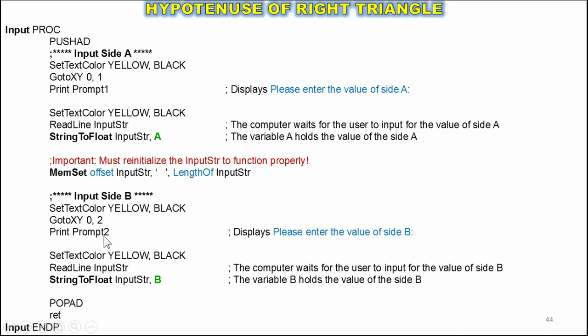This command will display the prompt please enter the value of side B. This command readline input str will allow the user to enter the value of side B. The string to float command will convert the entered string into a float value and store the float value to the variable B containing the side B that is entered by the user.